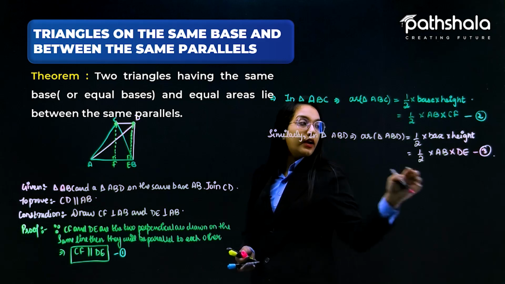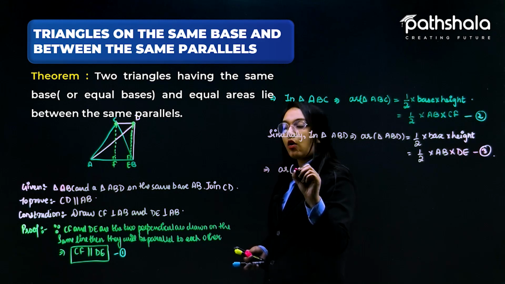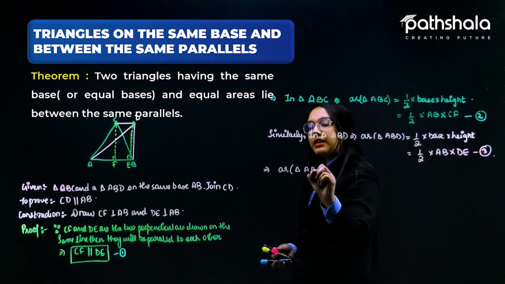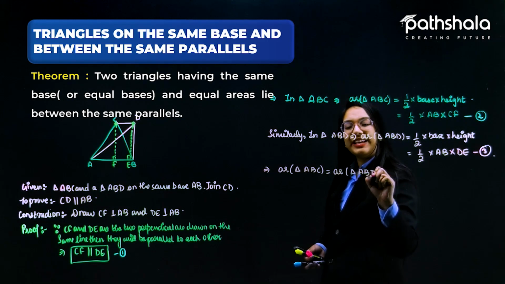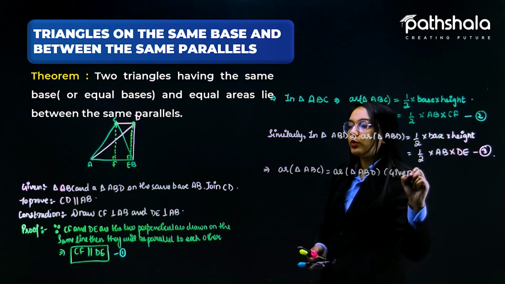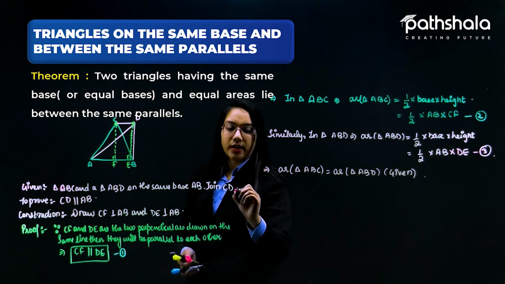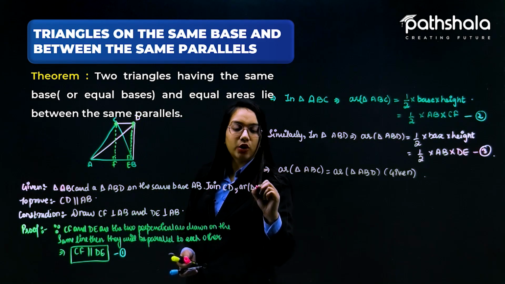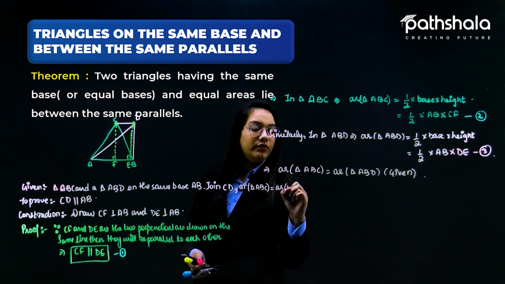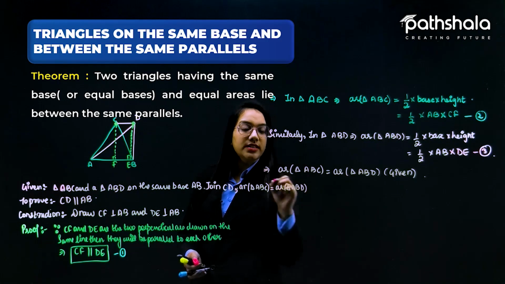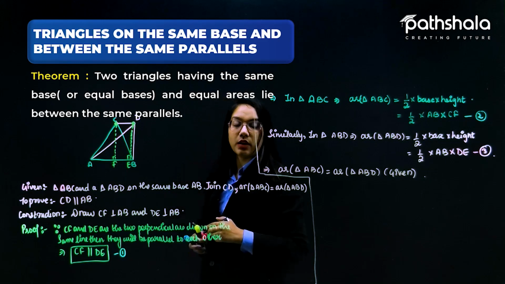Now it is given to us that the area of triangle ABC is equal to the area of triangle ABD. This is a given statement, that their areas are equal to each other.